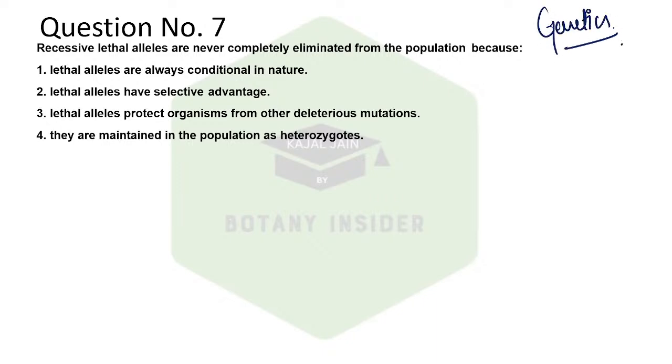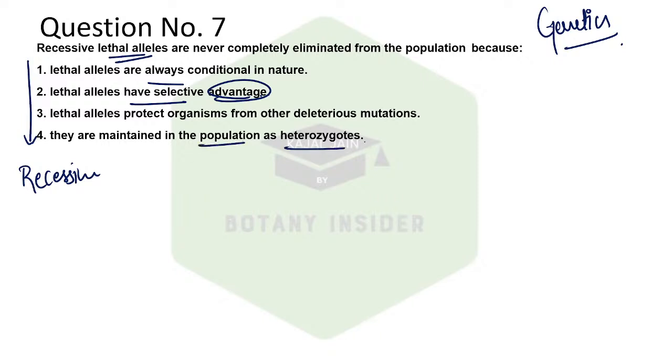Okay. Question is, the recessive lethal alleles are never completely eliminated from a population, and you need to find out which of the following is the main reason for the same. Okay, give it a try. First option, lethal alleles are always conditional. Second, they have selective advantage. Third, they protect the individuals from other deleterious mutations. Fourth, they are maintained in the population as heterozygotes.